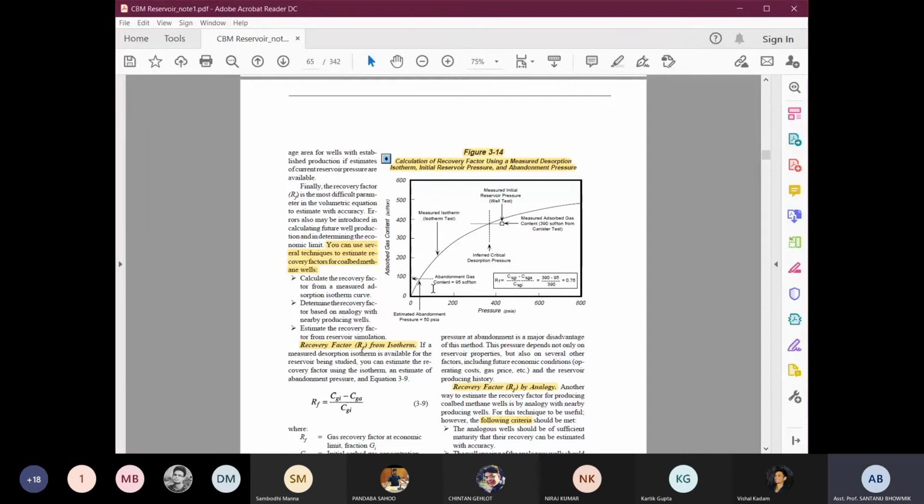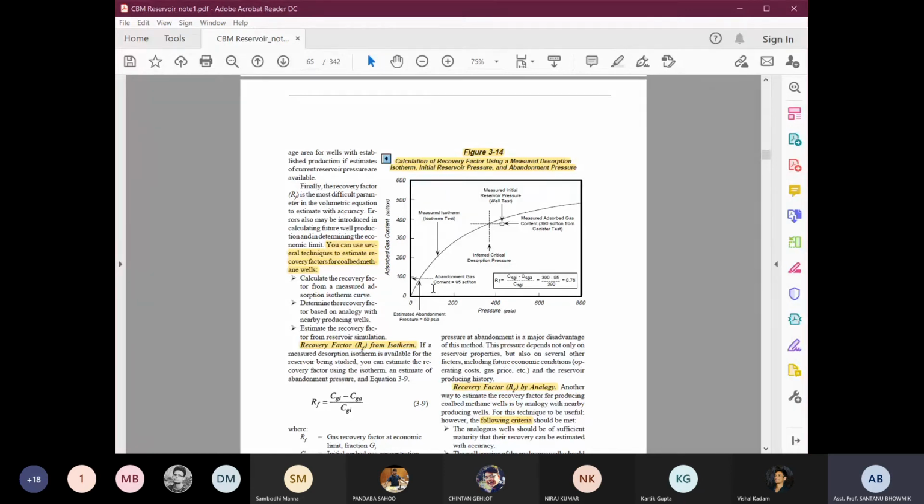But this type of graph is not desirable. Why? Because you have to reduce the pressure from 800 psi to only 150. Only after reaching 150 will your gas production be optimum, or more or less stable. So with 650 psi, from 800 to 150, your gas production is very little. So you are not getting any production.